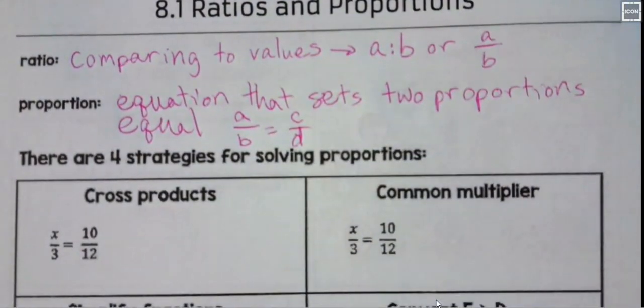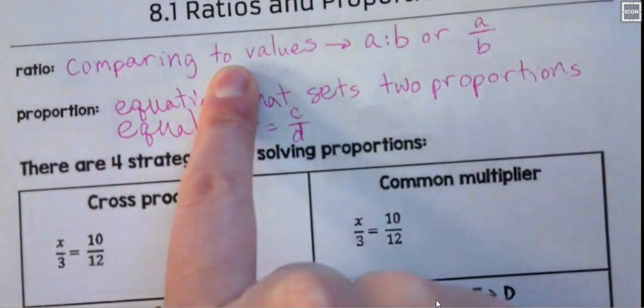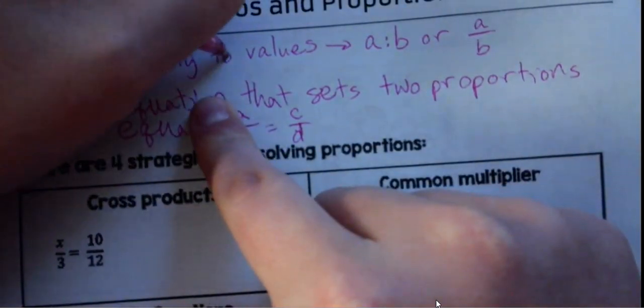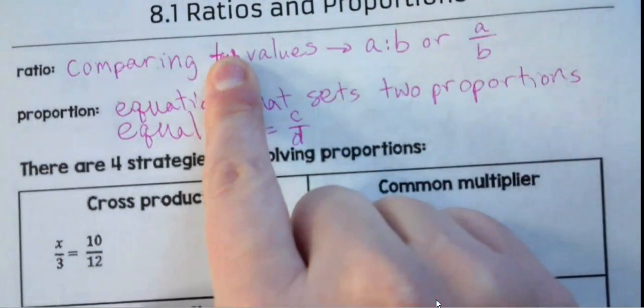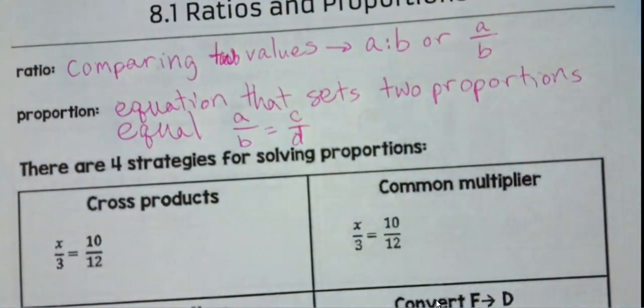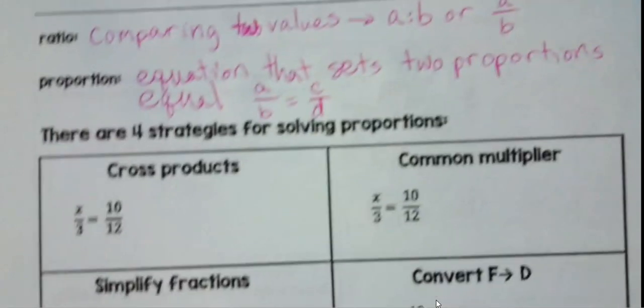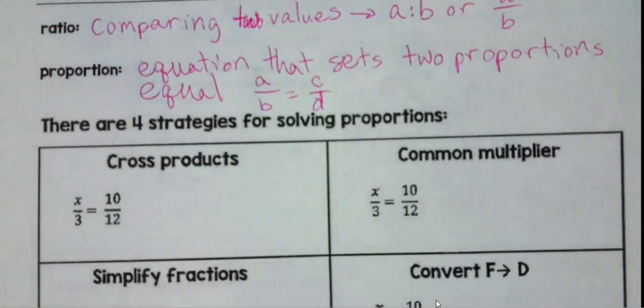Okay, comparing, oh, that's literally supposed to say TWO, but I can't write. So comparing two values, not comparing to values. Comparing two values, A to B, or you can write it A over B. You're going to see it as fractions. All right, and then you have a proportion, which we're dealing with similar figures, like its similarity is the unit. So you're going to have lots of proportions.